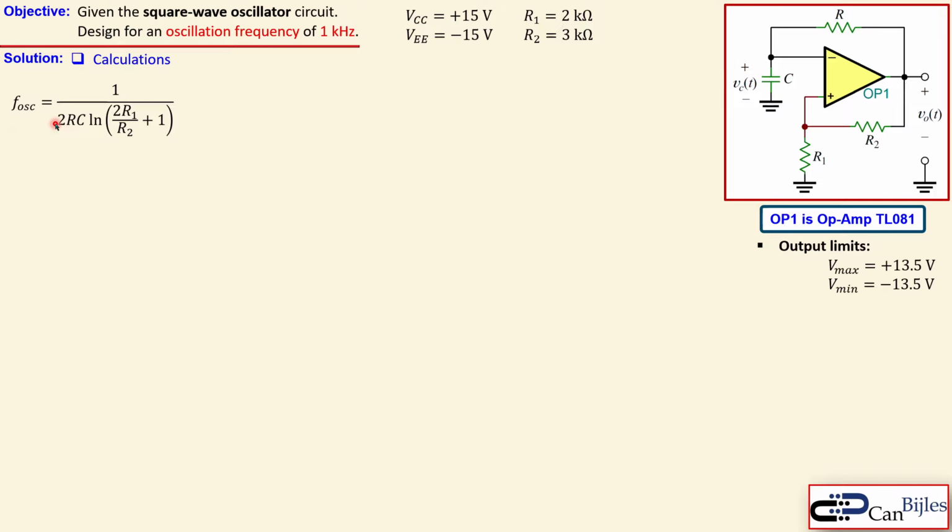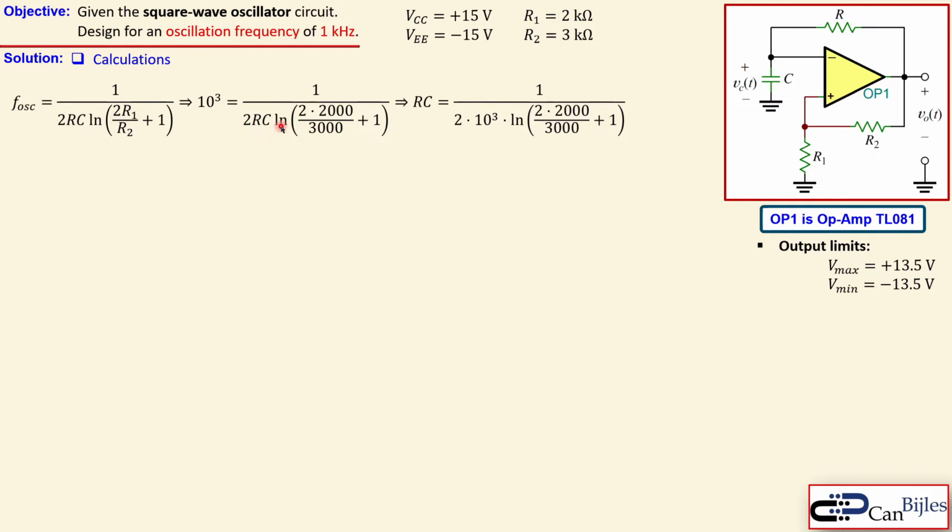So again, our formula for our oscillation frequency is 1 over this oscillation period. Now since we know R1 and R2, we can substitute them in here, but we don't know what RC is, so R times C. So we can say this is 1000, so 10 to the power 3, 1 over this complete thing. Again, the only unknowns are R and C. So we have this RC as the ratio, where 1 over 1000 will be then replaced by 2 times 1000, and then this same expression of ln. Now this will result in 590 microseconds.